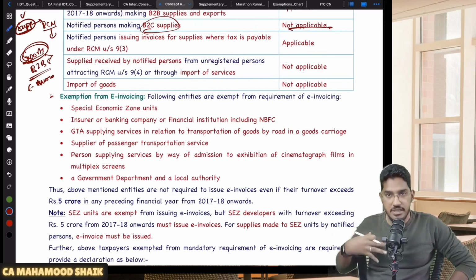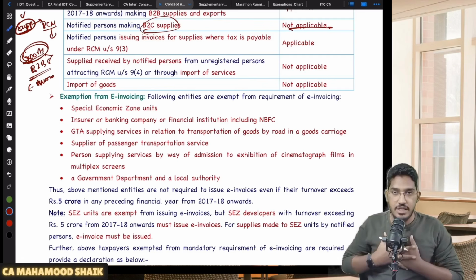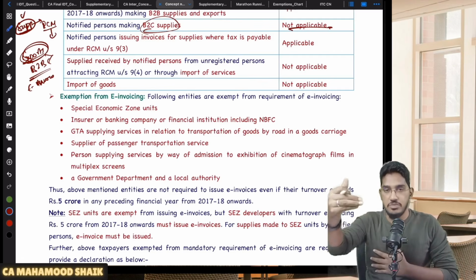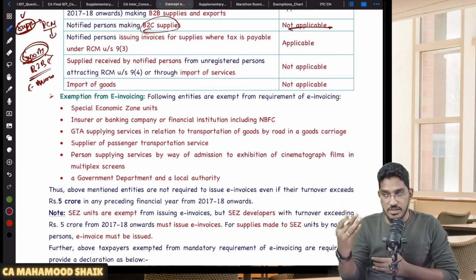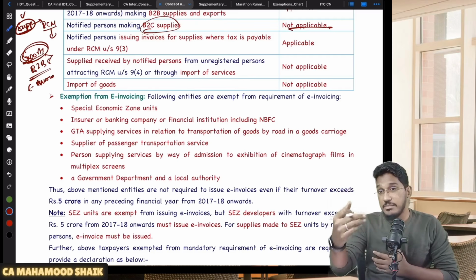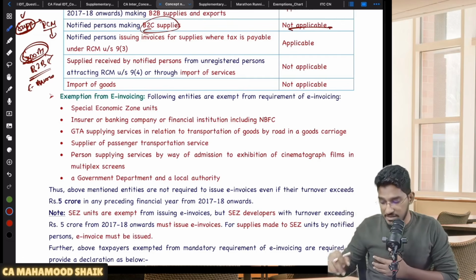In case I'm a supplier here, my aggregate turnover is more than 5 crore in any of the preceding financial years. I'm making an outward supply, but that supply is getting covered under RCM. My recipient will pay the GST. But who is required to generate e-invoice? As a supplier, I am required to generate e-invoice, not my recipient.